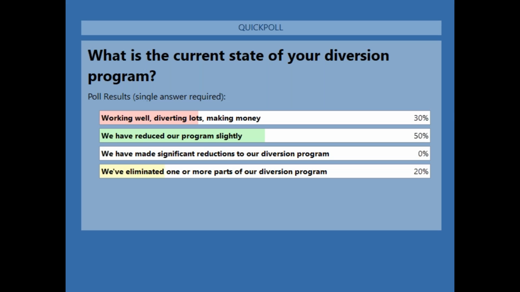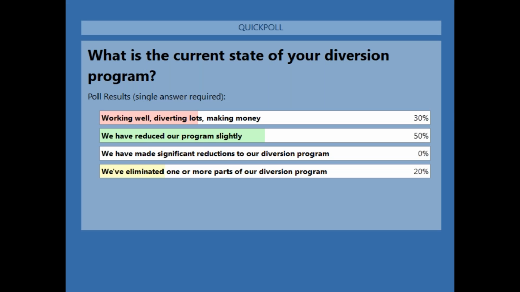But the overall picture here is that 70% of us have had to make some reductions in our recycling, to the point of actually 20% eliminating parts of the program. So things are still rough out there in the recycling world. Even though some folks are doing better, it's still a tough game out there, and we're going to drill down to see how we can maybe make some changes with that.